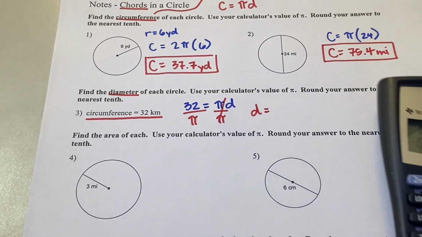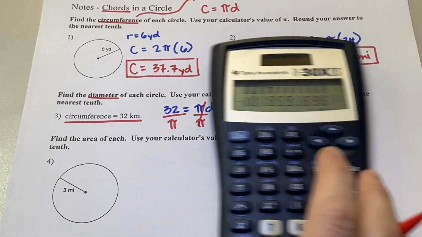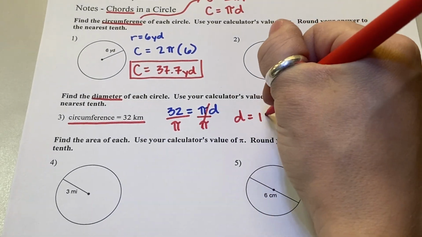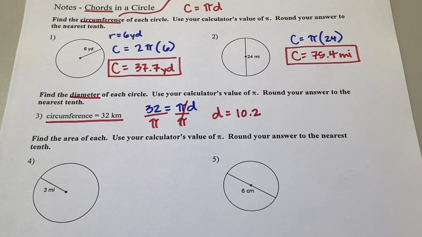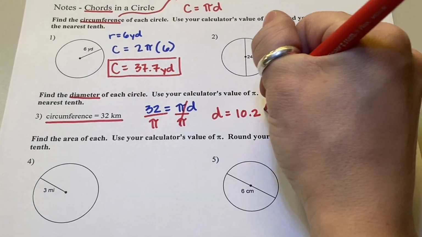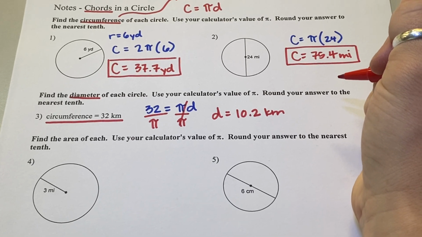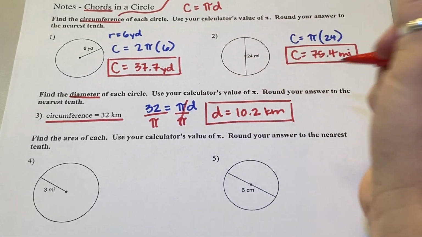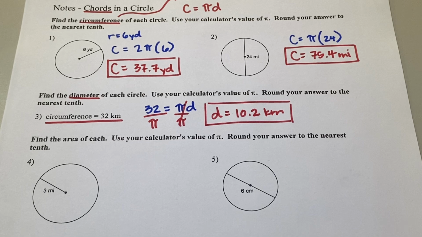So what is it? It's 10.2. 32 divided by pi. You got it, 10.2. Look how good you guys are at rounding. 10.2 what? Remember, we want the units. km, not km squared. Nope, not solving for the area, just solving for a measurement here. The diameter is 10.2 kilometers.